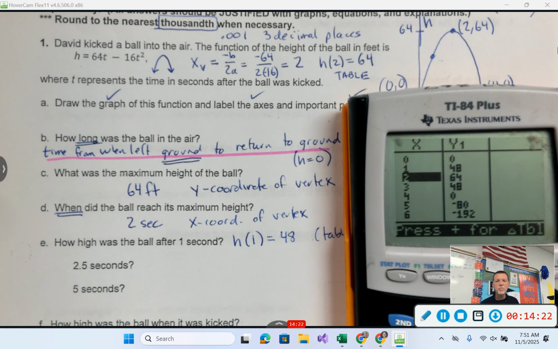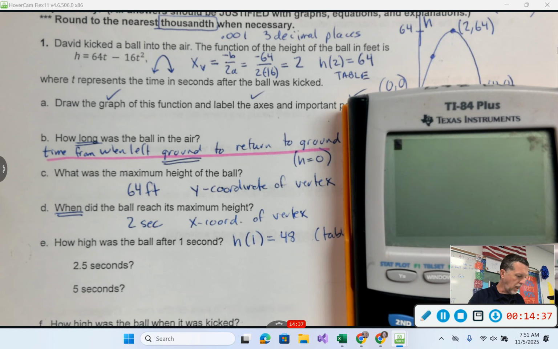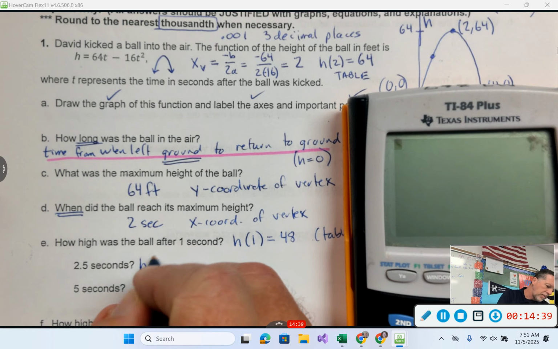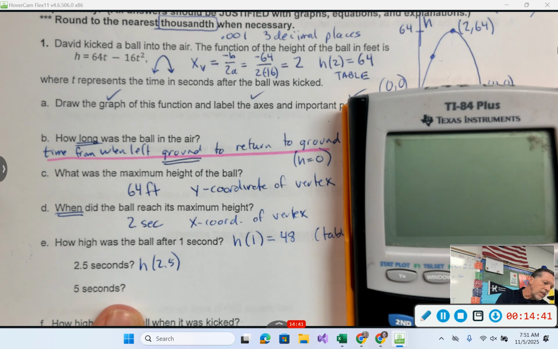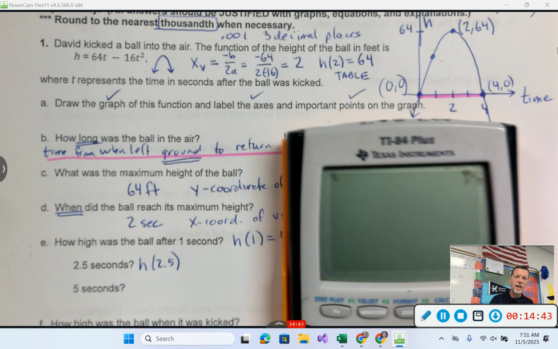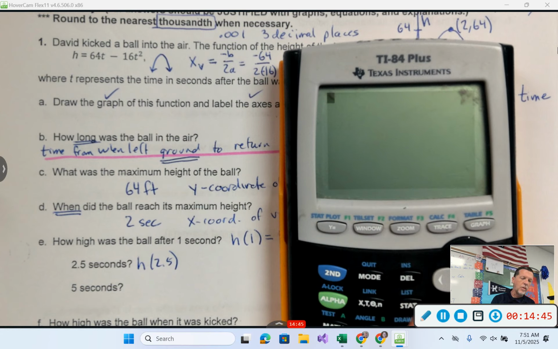Okay, 2.5. I'm going to have to plug that one in. That one's not on my table. Now, there's a way to adjust the table to put it on the table, but I think it's more complicated than it's worth. So let's just plug in 2.5. I just hit exit to get out of that second quit.